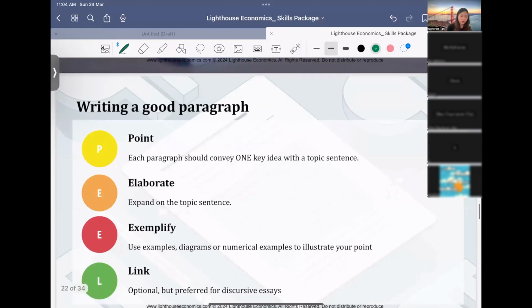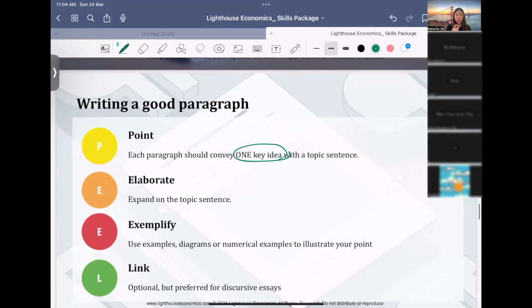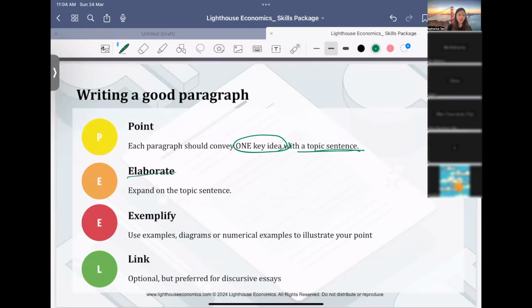Every single paragraph should convey one key idea with one topic sentence. It means that the idea must be conveyed in one single sentence, which you know as your topic sentence. Elaborate is basically just telling me what this topic sentence means.